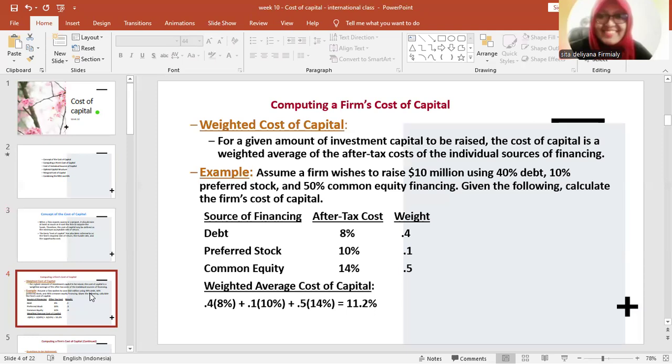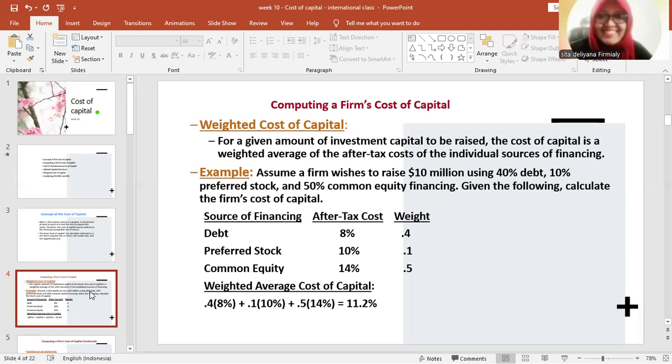Okay. Now we're going to talk about how to compute a firm's cost of capital. Remember, I have already mentioned to you before that when we talk about the cost of capital, there are two types of cost of capital. The first one is the cost of capital if you view it individually. The second one is the cost of capital at a composite level.